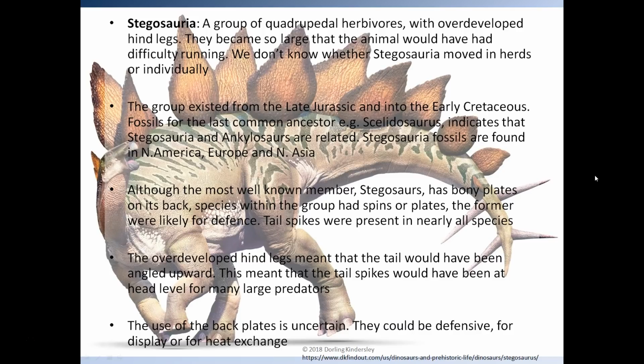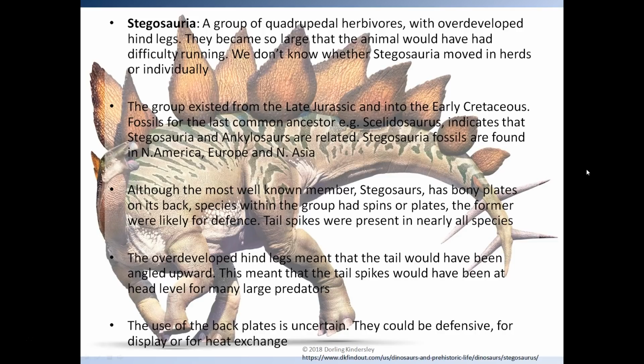Some people suggest the plates could have been used for cooling or heating. So if the dinosaur was running too hot, it could have pumped blood into the plates, and that would have allowed the heat to escape into the surrounding air. Some people have suggested that maybe if the dinosaur was cold, it could have turned to face the plates into the sun. Once again, pumped blood in, and that would have allowed the plates to heat up the blood, and so that would have meant the dinosaur could warm up faster.